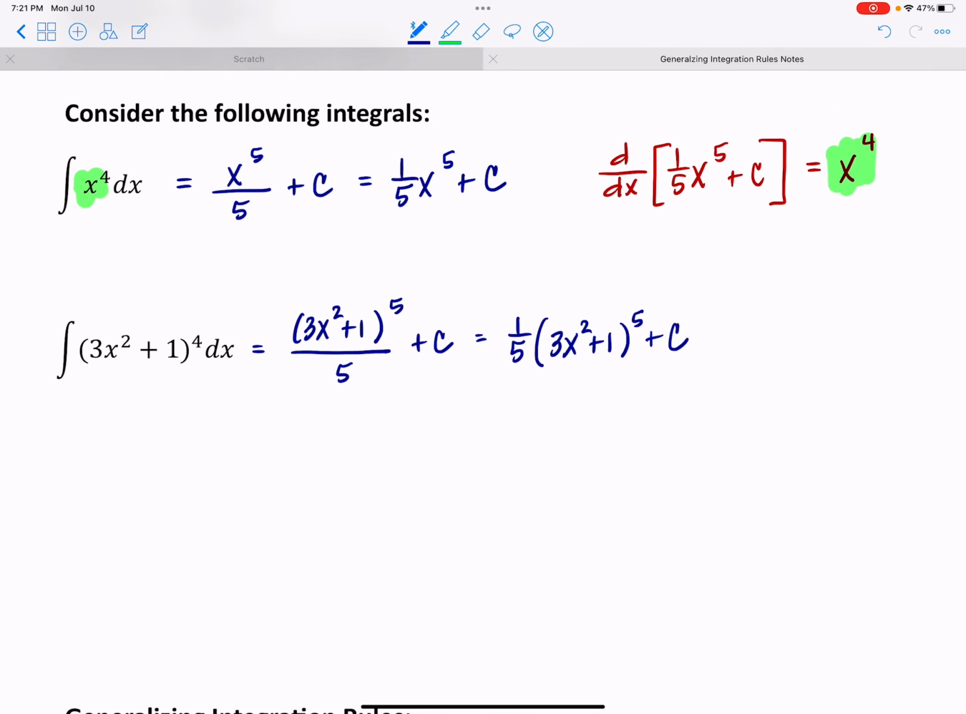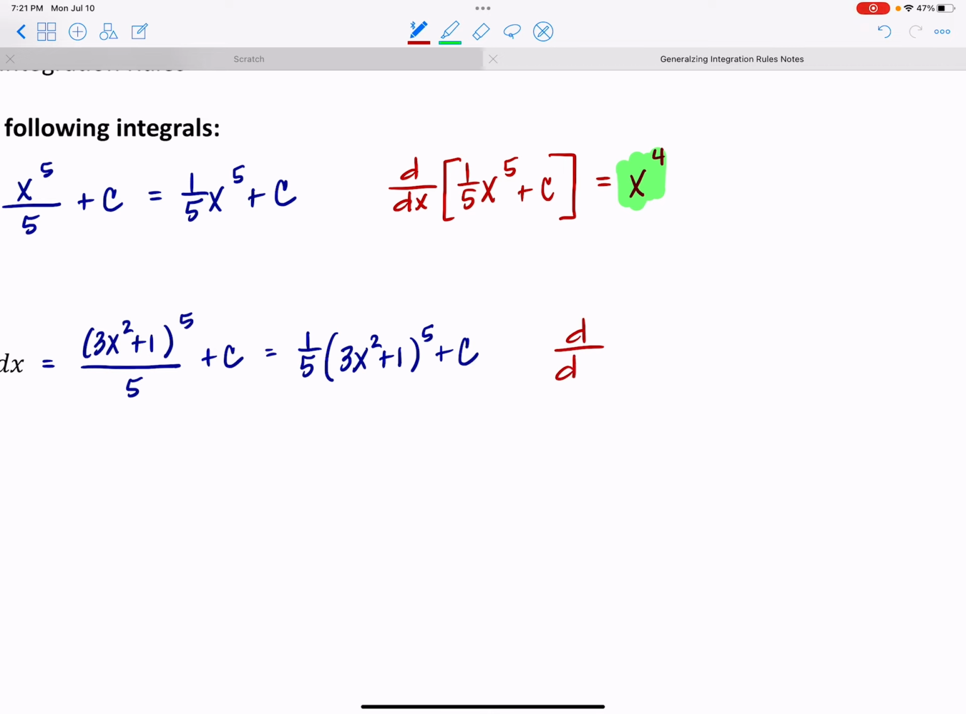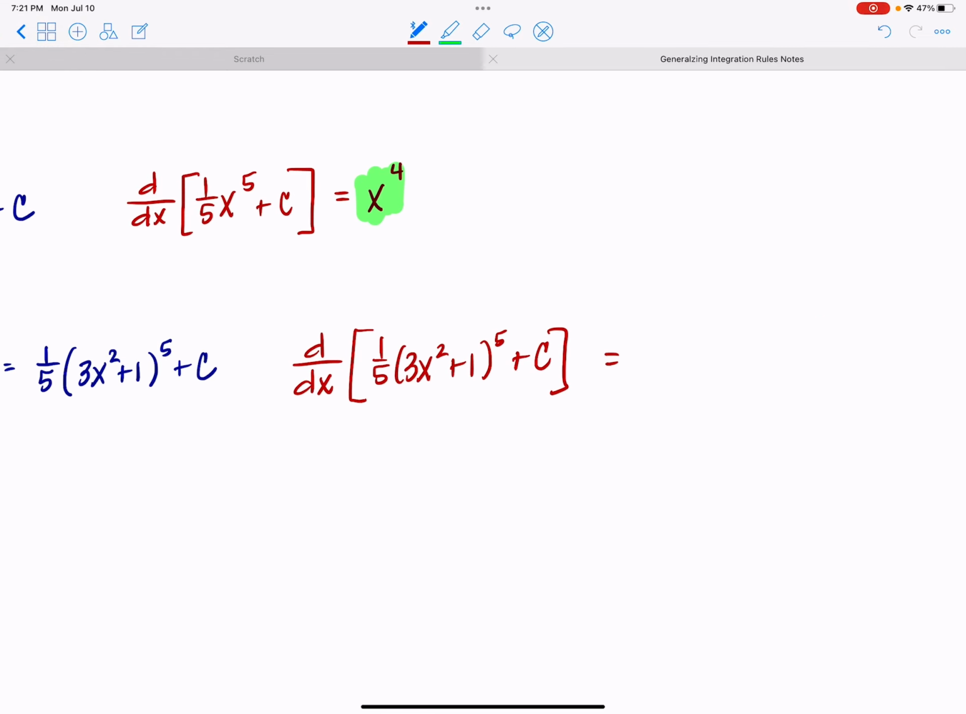Is that going to be the correct antiderivative? That means if we take the derivative of that antiderivative, do we get back to this 3x squared plus 1 to the fourth power? Well, let's check. Let's differentiate with respect to x 1/5 times 3x squared plus 1 to the fifth power plus c. If I take this derivative, using my power rule here, 5 times a fifth again makes 1, and then I would have 3x squared plus 1 to the 5 minus 1 is the fourth power.